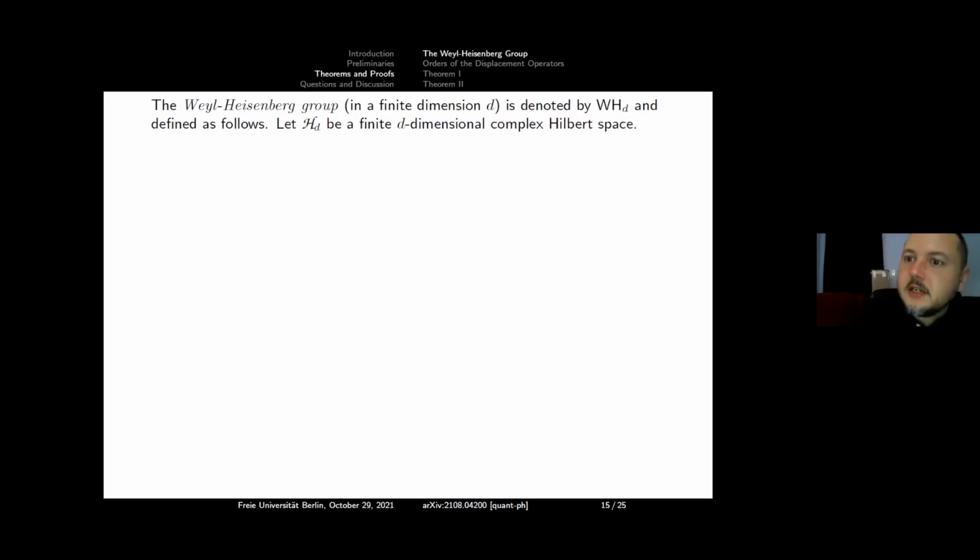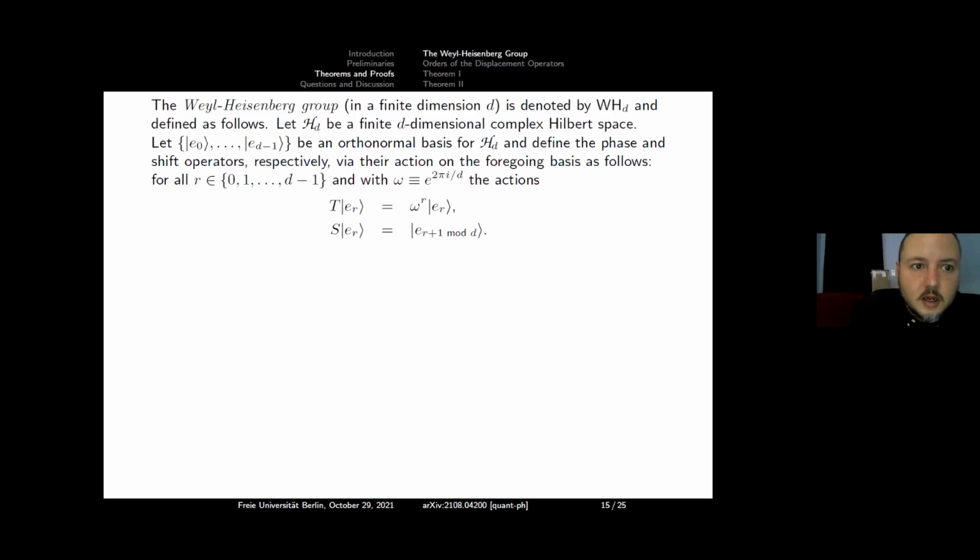Let H_D be a finite d-dimensional complex Hilbert space. Okay, so we're dealing in finite dimensions. I'm going to really throw you off because before my basis was 1 through D and now it's 0 through D minus 1, but I throw myself off. So pick an orthonormal basis for H_D. Okay, define the phase and shift operators like this.